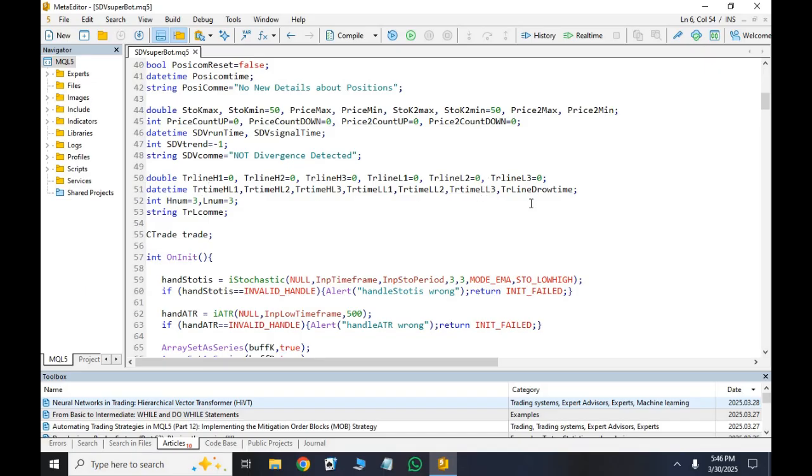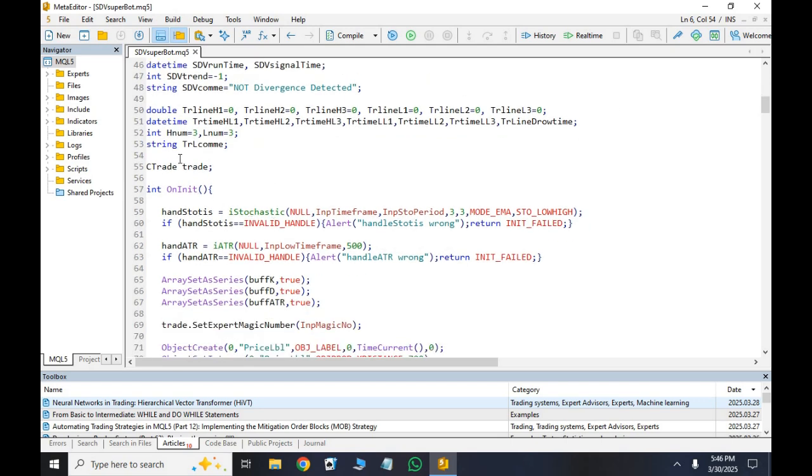And another time variable for line row time, 2 integers for high number and low number, and a string trend line comment for details about trend lines. For that, I introduce a string variable here. And CTrade class as trade, CTrade name changed to trade.